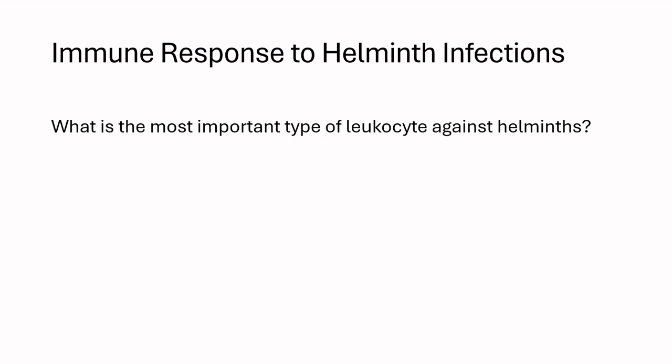Okay, before we start, question to you, and you can pause the video and think about this. What is the most important type of leukocyte against helminths? And I guess you can always argue a bit. So what I mean is, what is the leukocyte that mainly directly fights helminths? Okay, the answer that I'm looking for is, of course, eosinophils, eosinophil granulocytes.